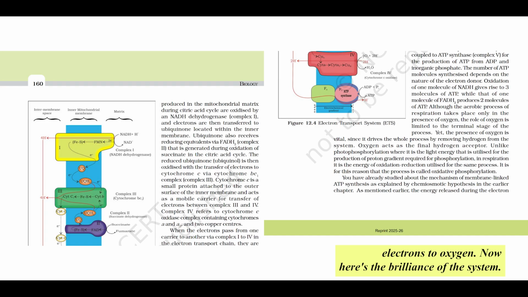Now here's the brilliance of the system. As electrons move sequentially from one carrier to another through these complexes, 1 to 2 or 2 to 3 to 4, they are moving from a higher energy level to a lower energy level. The energy released from this stepwise downhill movement of electrons is not wasted. Crucially, this energy is precisely utilized to pump protons, H+ ions, from the mitochondrial matrix into the intermembrane space.